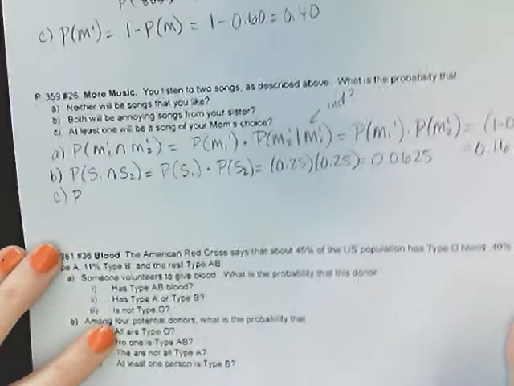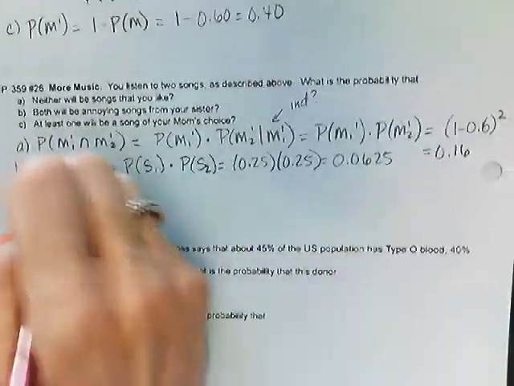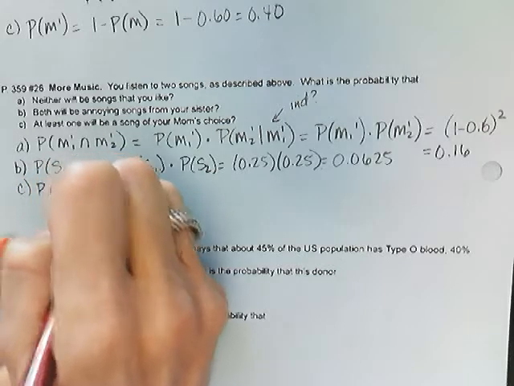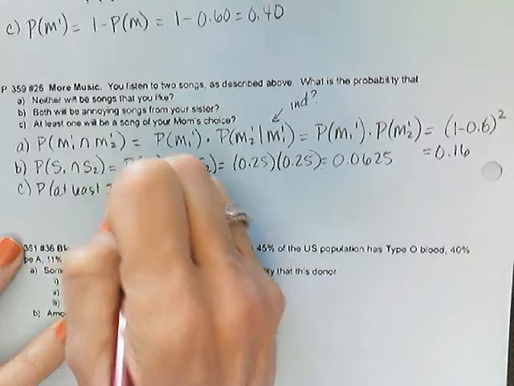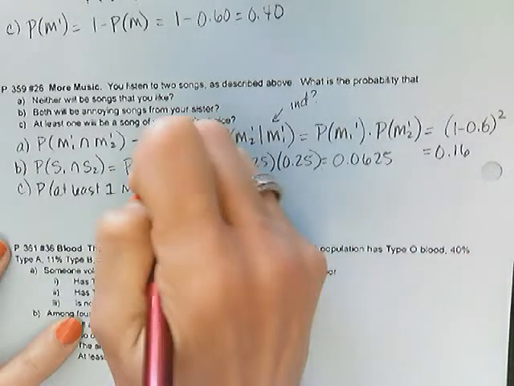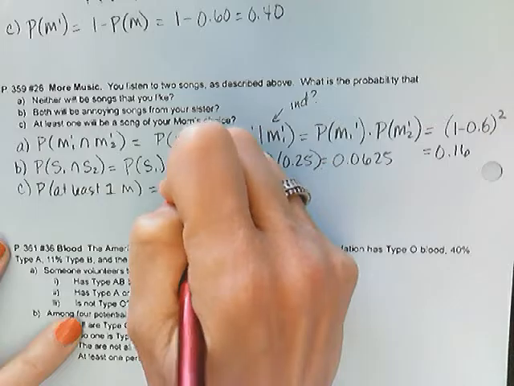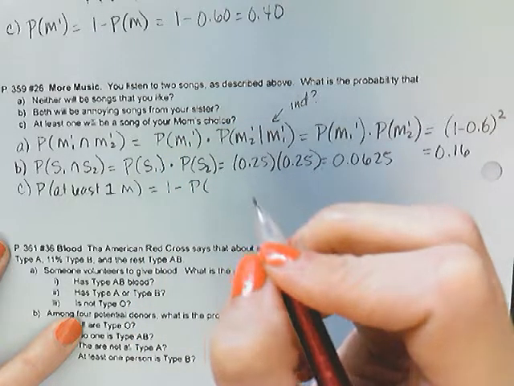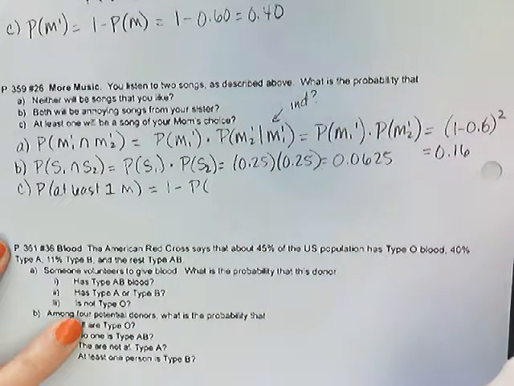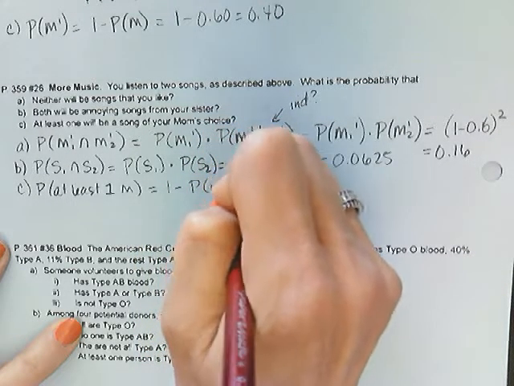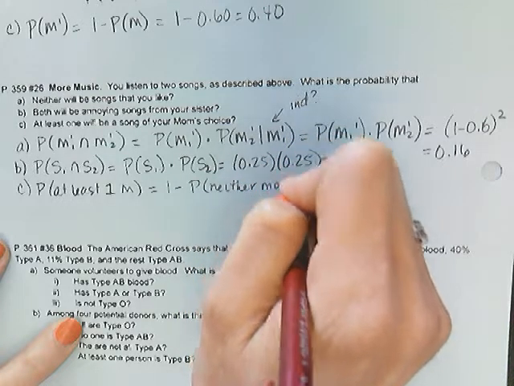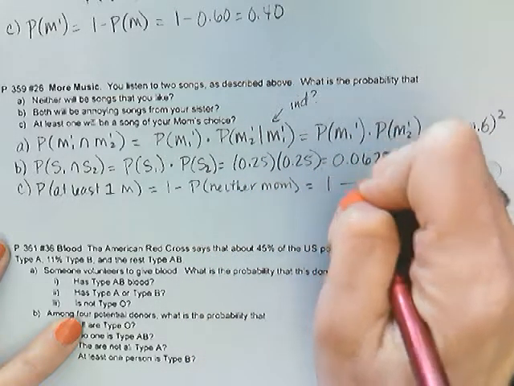Okay, so where'd it go? Where's my peanut butter cup? Okay, so what is this? The probability of at least 1. I don't even remember what we're talking about. Mom's choices, right? Is going to equal 1 minus the probability of neither are moms, right? Does that make sense? Neither moms.